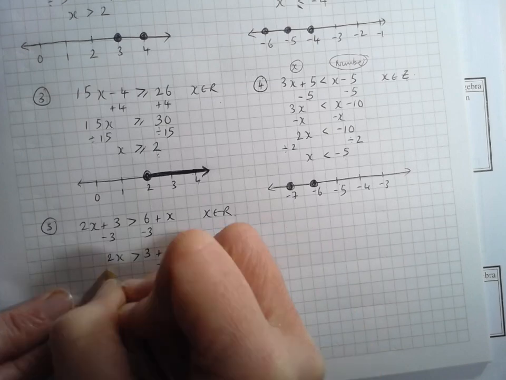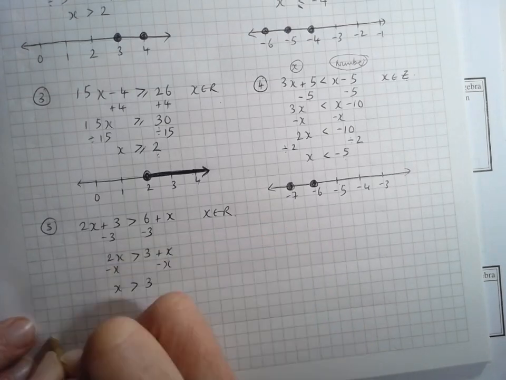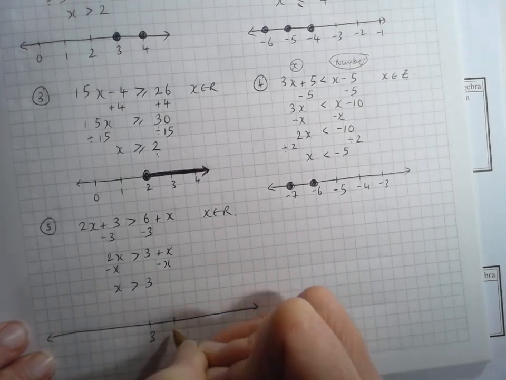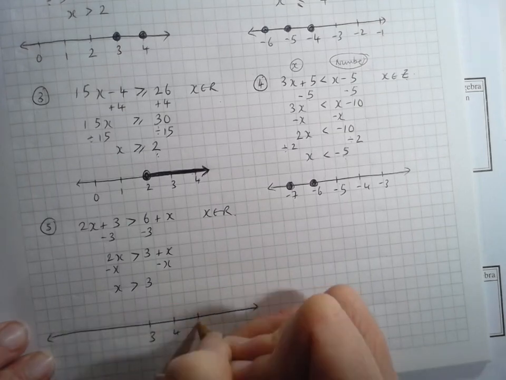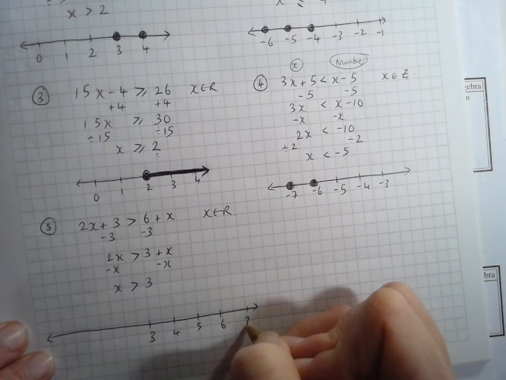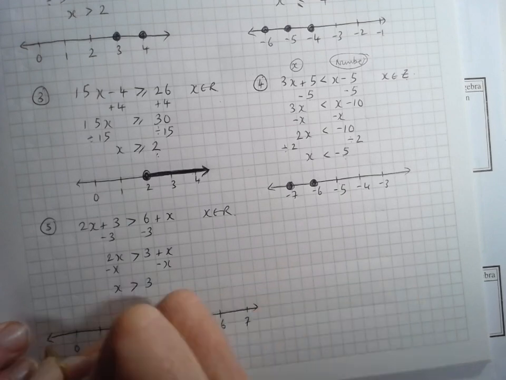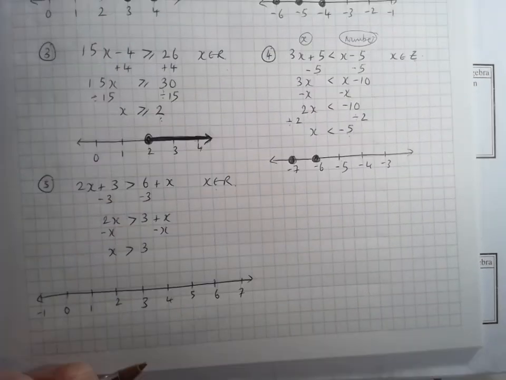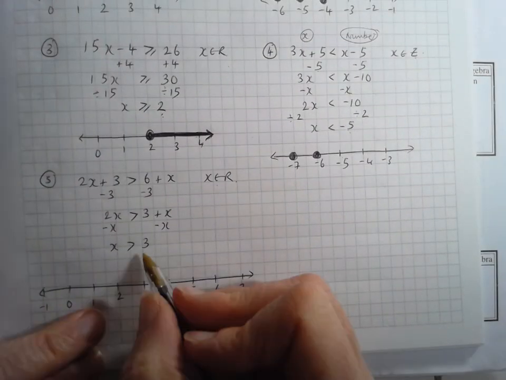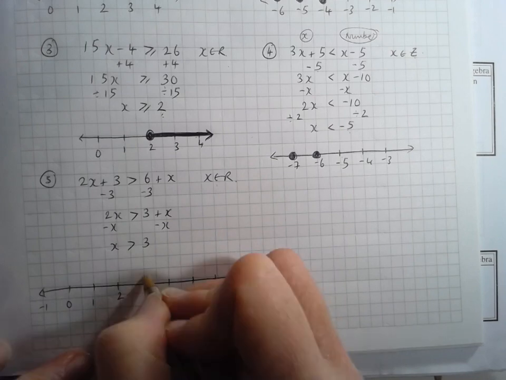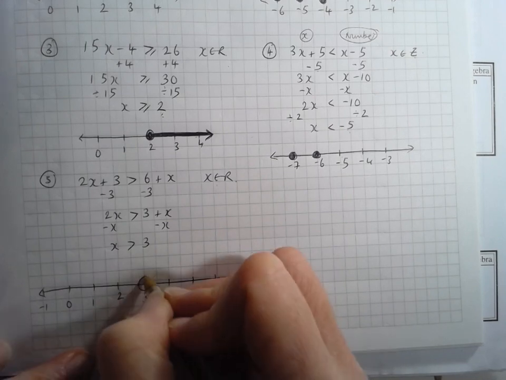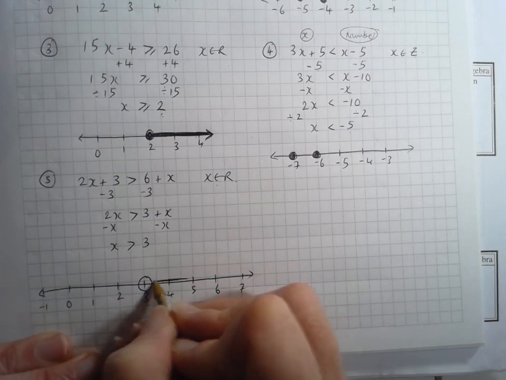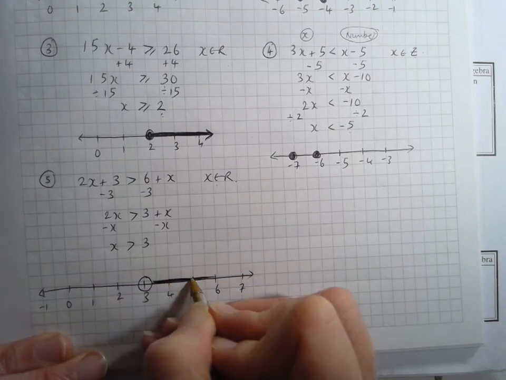Draw a number line. Put 3 in the middle: 3, 4, 5, 6, 7, 2, 1, 0, negative 1. It's real numbers, which means that it's going to be a shaded line, but 3 is not included. How do I show 3 isn't included? I put an empty circle around 3. So 3 is the boundary of it, but it's not included. And then I do my solid line to the right of 3 because my numbers are bigger than 3.